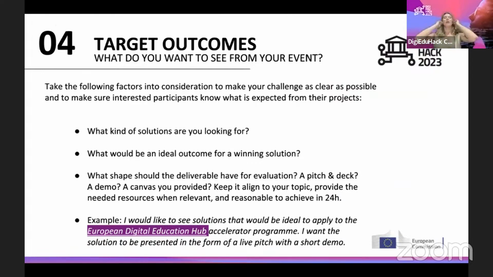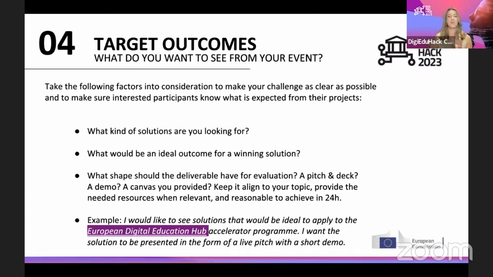So, target outcomes. What do you want to see from your event? This is good to think about when you're crafting your event, and always go back to this target outcome while you are crafting more parts of your challenge. Does this help your target outcome? Do you think that by asking this question, you might get a solution that helps you reach that? So always take these things into consideration when you are communicating and creating new things for your challenge.